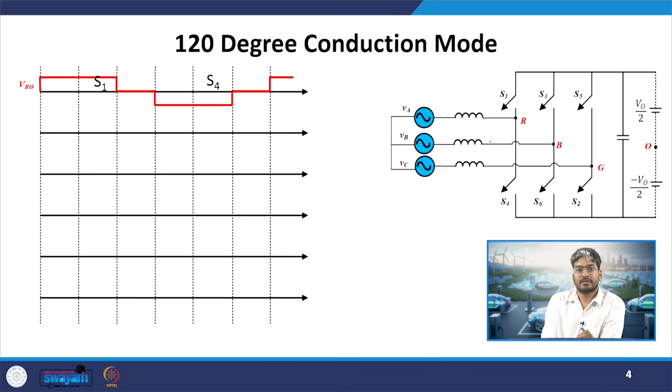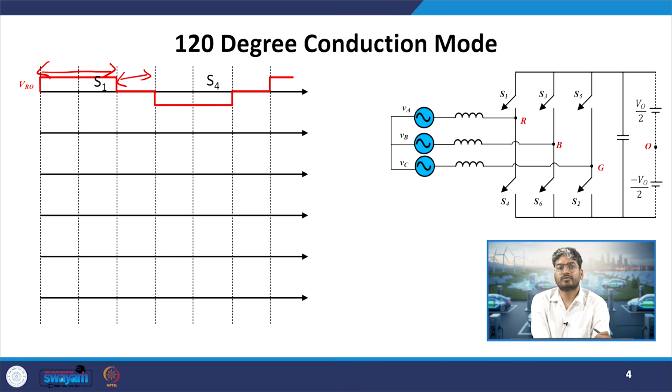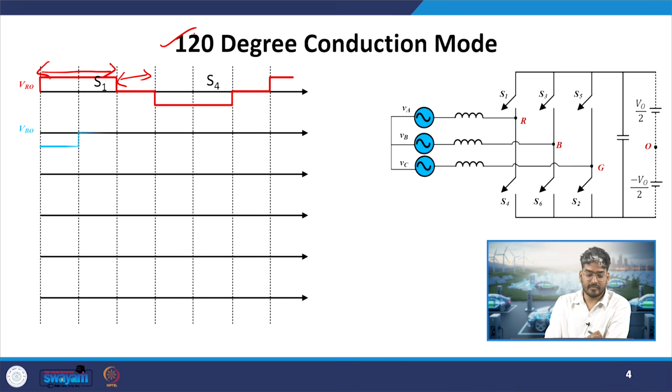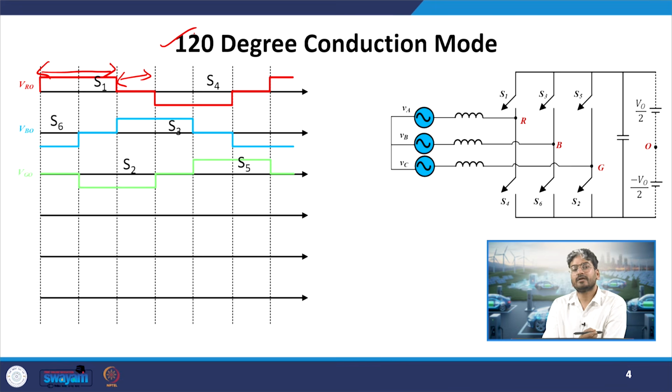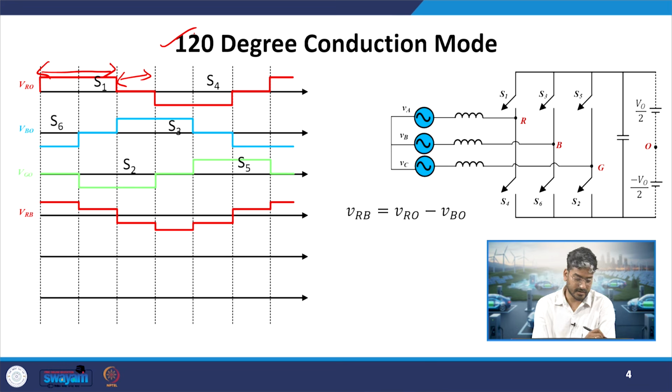In this case, the duration of conduction has been reduced from 180 to 120 degrees, and we have a zero voltage duration of 60 degrees, which can be used to commutate the device so that the possibility of commutation failure is eliminated. Okay. So what is the limitation of this 120 degree mode of operation? Again, the conduction duration of the switch is constant, so my output voltage becomes constant. We will not have any flexibility of regulating the voltage.